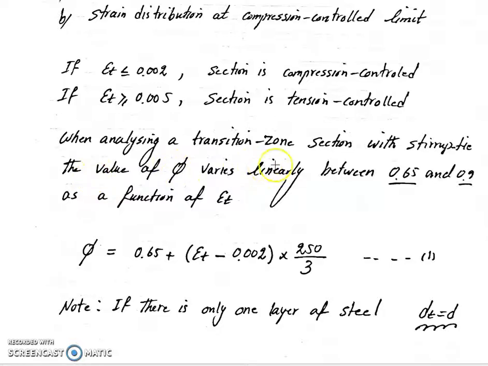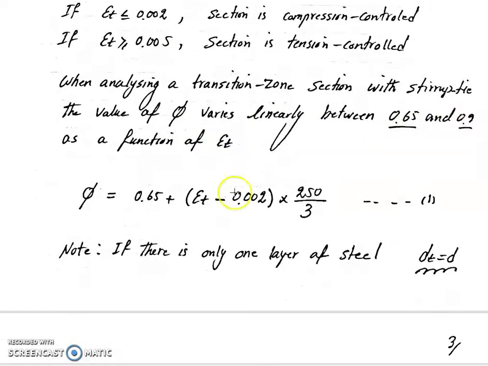So when analyzing a transition zone section, if our epsilon t is located in between 0.002 and 0.005, the value of phi varies linearly between 0.65 and 0.9 as a function of epsilon t. So we can find phi using this equation. Phi is equal to 0.65 plus epsilon t minus 0.002 multiplied by 250 over 3. Note: if there is only one layer of steel, dt is equal to d.